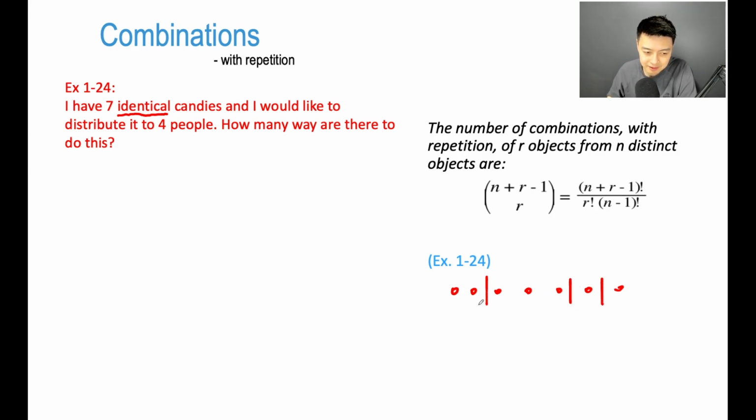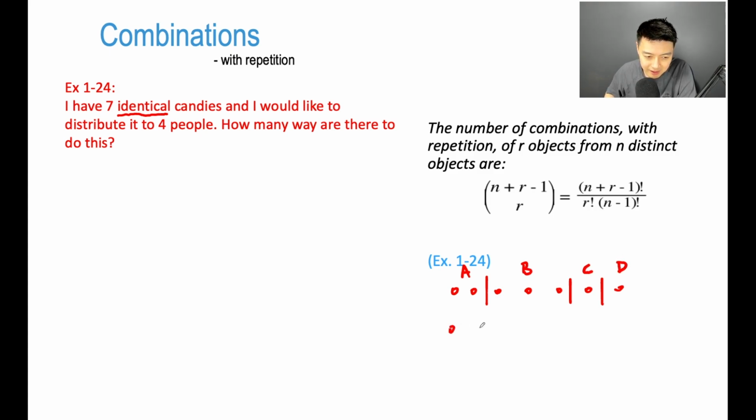So let's say this is person A, the first person, then the second person, third person, and fourth person. Everything before the first bar belongs to the first person, person A, and then person B, and then person C, and then person D. So this would be one such distribution.